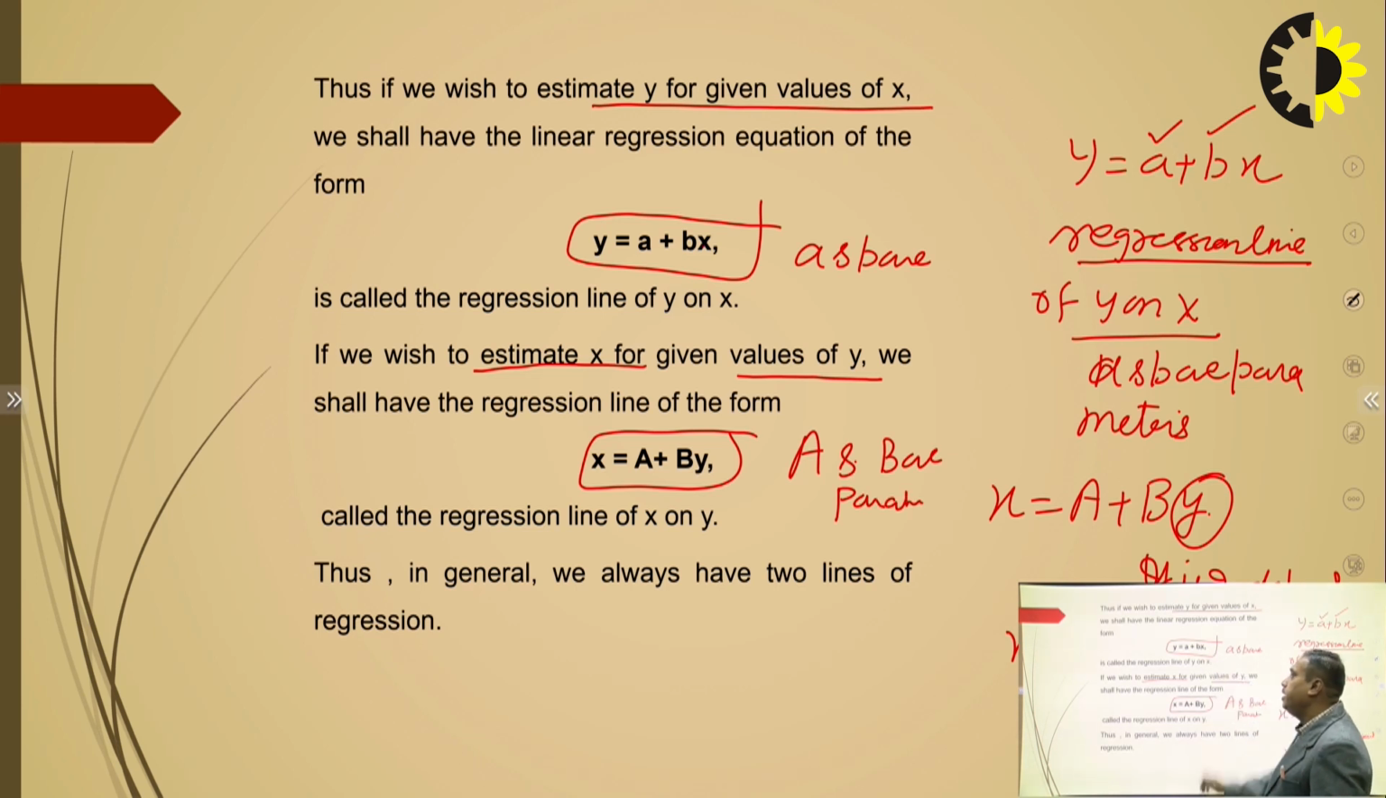यहां पर x गिवन है, यहां पर y गिवन है, x की गिवन वैल्यूज के लिए y निकालना है, तो क्या कहलाएगा? रिग्रेशन लाइन ऑफ y ऑन x. यहां पर y की गिवन वैल्यूज के लिए x निकालना है, रिग्रेशन लाइन ऑफ x ऑन y.